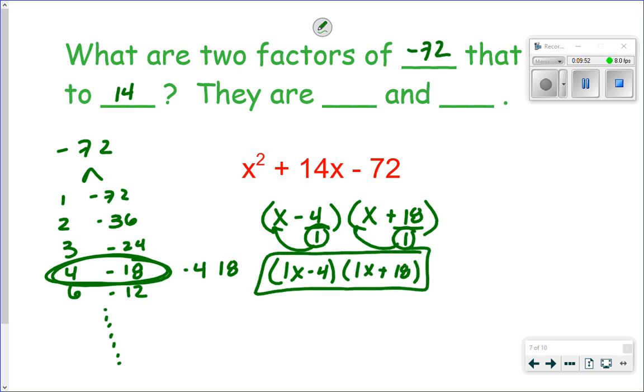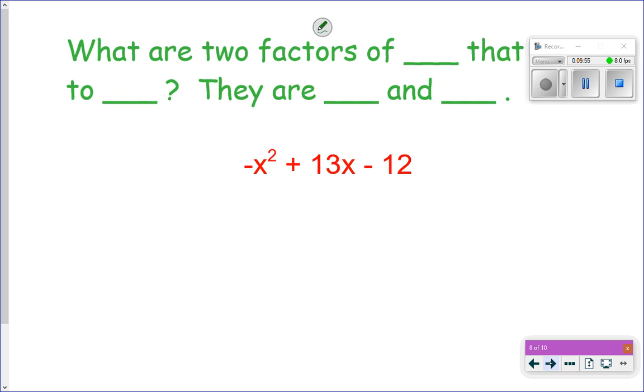Okay, next example. There are two factors of blank that add to blank. So I need to go through my steps here, look for a negative sign out in front of A. I have it. So I need to change that. So I'm going to take it out, and I'm going to change the signs of all the terms. So x squared becomes positive, 13x becomes negative, and 12 becomes positive. So now that's my new A, B, and C values that I'm going to be using.